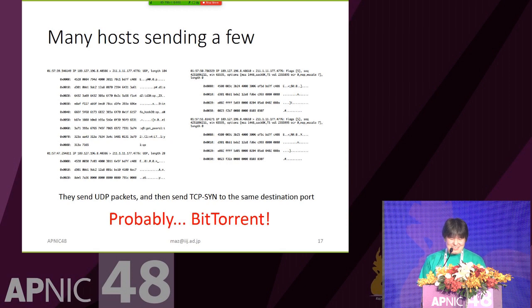Okay. Many hosts are sending a few packets, like 10 or 3, right? So I looked into the packet data, and it looks like BitTorrent. Here's some keyword, get_peers. This is a typical packet of BitTorrent to connect or initiate a peer-to-peer network, right?